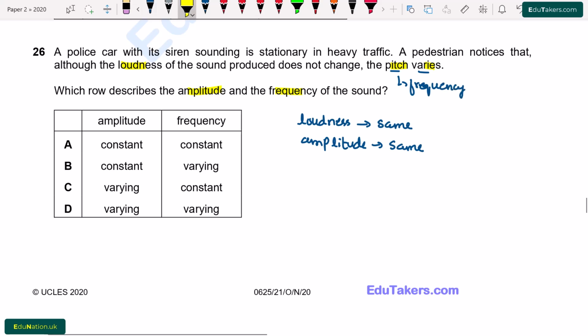So from here amplitude and frequency is given. Option A, constant constant, B, constant varying, C, varying constant, D, varying varying. So from here option B is correct, which shows that amplitude is constant but frequency is varying.